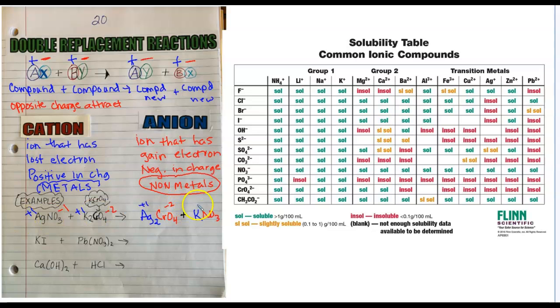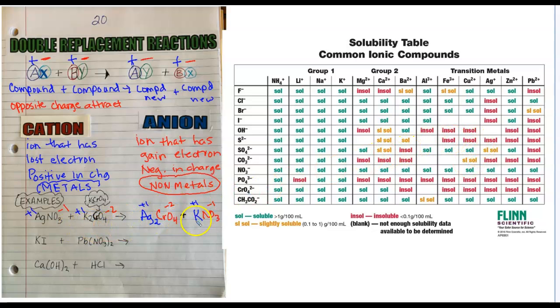I have potassium, which is a +1. I have nitrate, which is a -1. And again, I'm not going to need any subscripts, so I'm good and done. Now, the next thing we're going to look at is our solubility table over here.